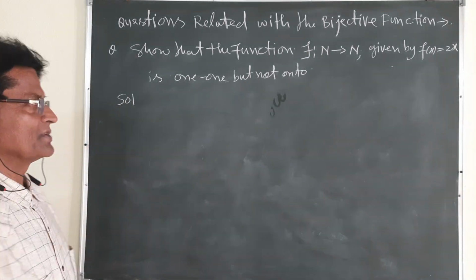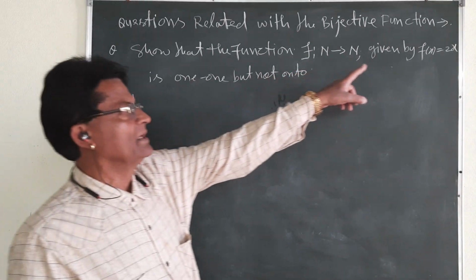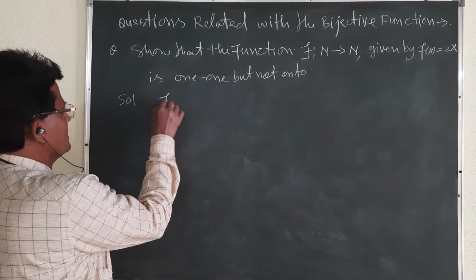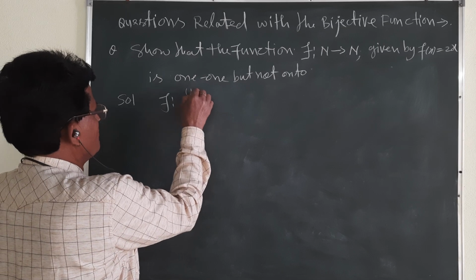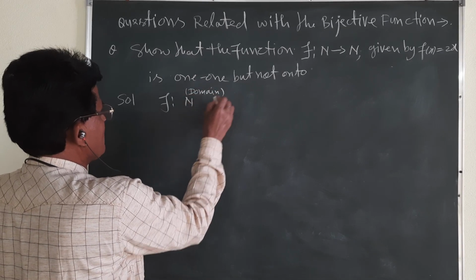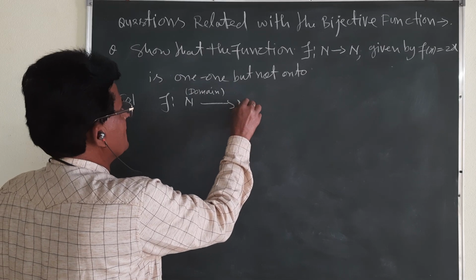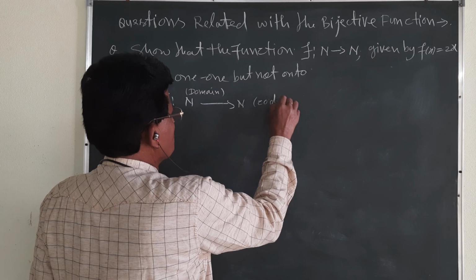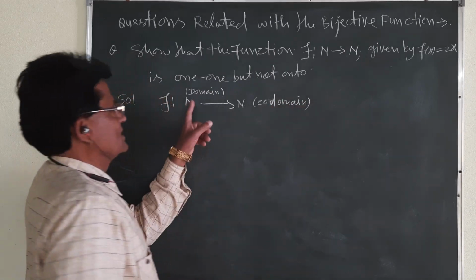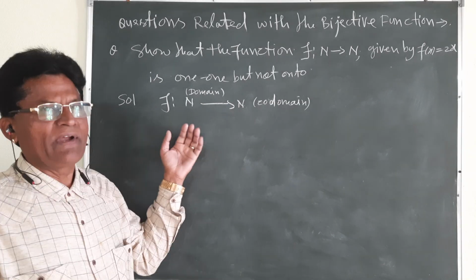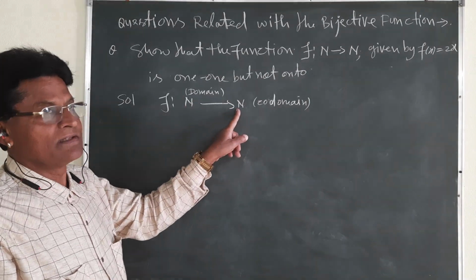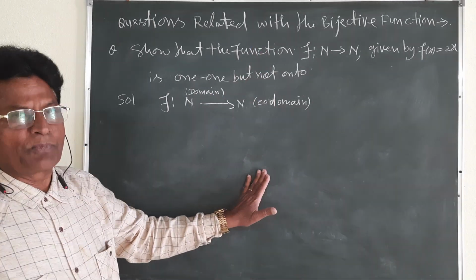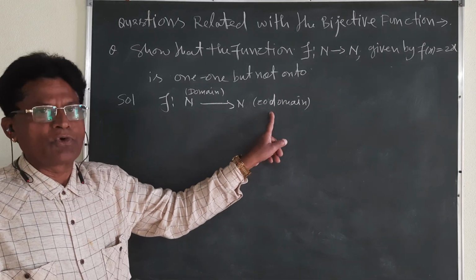Okay, let me discuss the question. Dear student, you see the function is given, f(x) = 2x from natural number to natural number. Let me write it so that you will understand. This will come in domain, and this natural number will come in codomain. You must write domain here, otherwise it will be very difficult to understand. I will explain the solution of the question properly by taking domain as well as codomain.